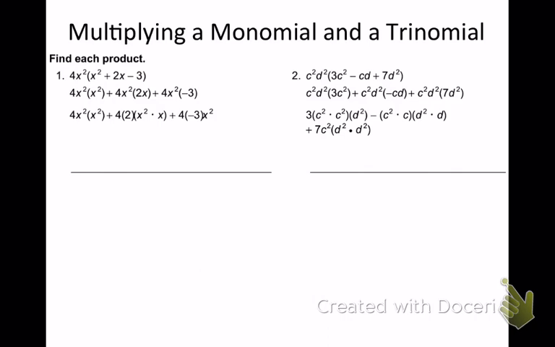I want to find each product. I'm going to take 4x squared times x squared plus 2x minus 3. So notice, I'm going to take 4x squared times x squared. And then I'm going to take 4x squared times 2x. And then I'm going to take 4x squared times negative 3. And now I'm going to multiply those. So what's 4x squared times x squared going to give me? 4x to the 4th.